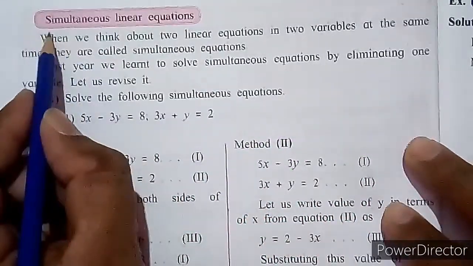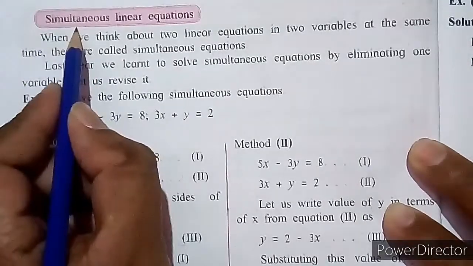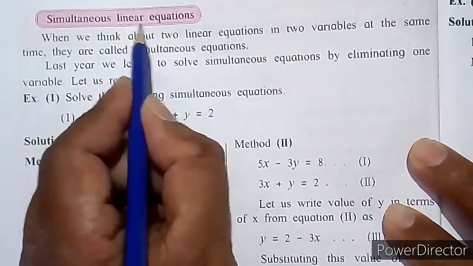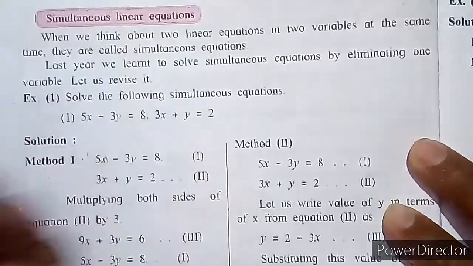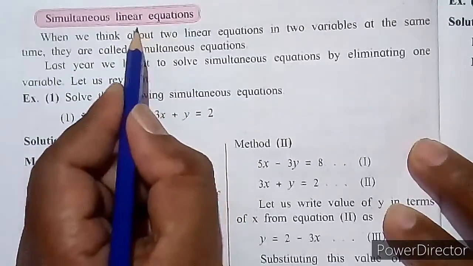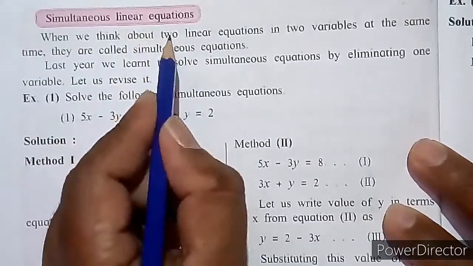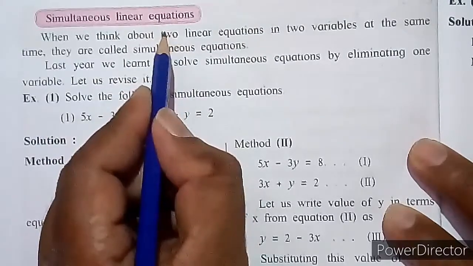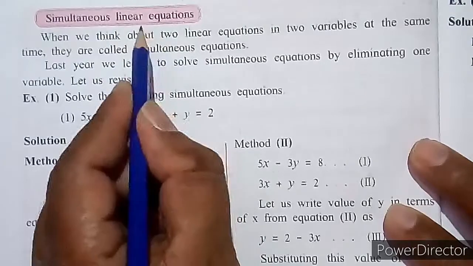Today we are discussing simultaneous linear equations. Before understanding simultaneous linear equations, we have to understand what linear equations are, whose description is given in the link. Linear equations are those equations which have two variables, and for each variable the degree is 1. Those equations are called linear equations.